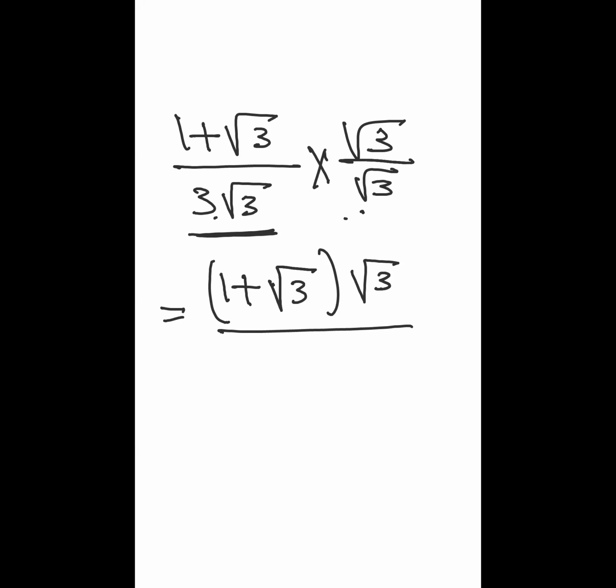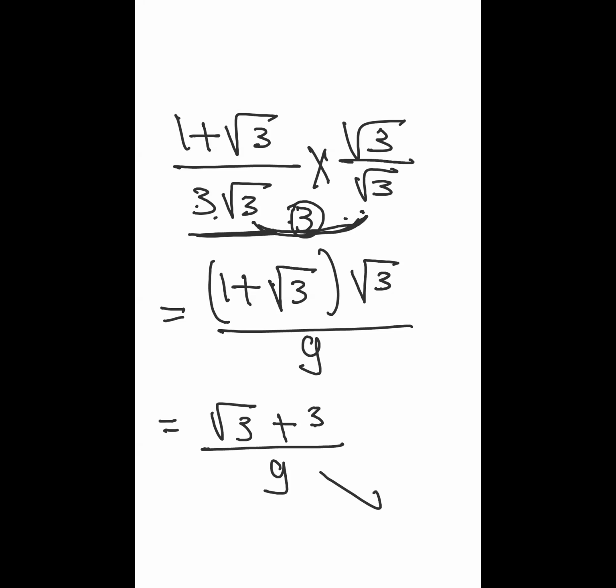times square root of 3. Square root of 3 times square root of 3 means 3. 3 times 3 means 9. Then simplify, it will equal square root of 3 plus 3 over 9. That's it. Are we clear? Yeah, clear. Okay. Any questions, guys? No, thanks.